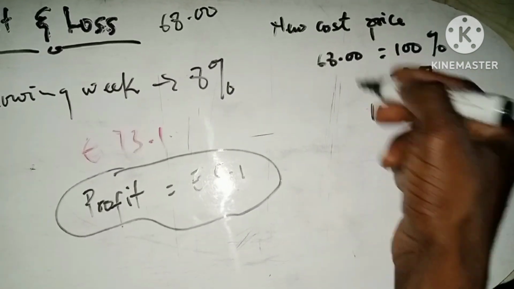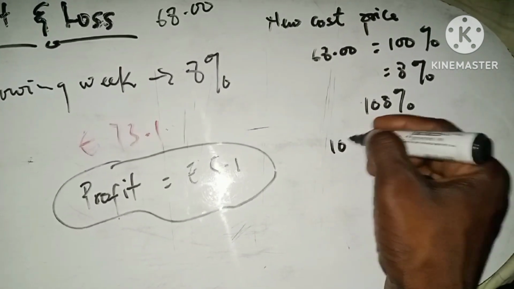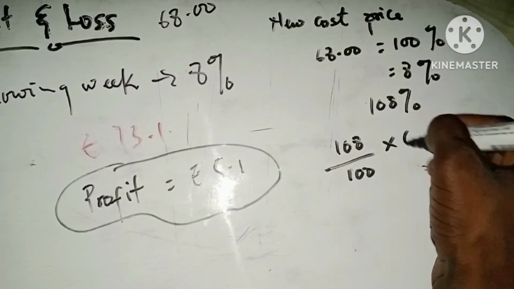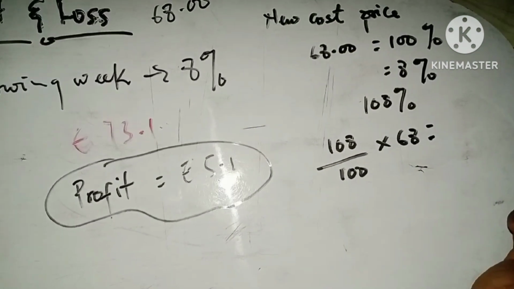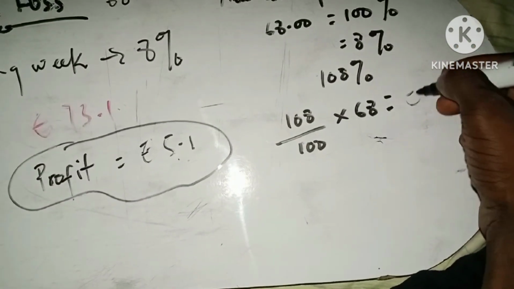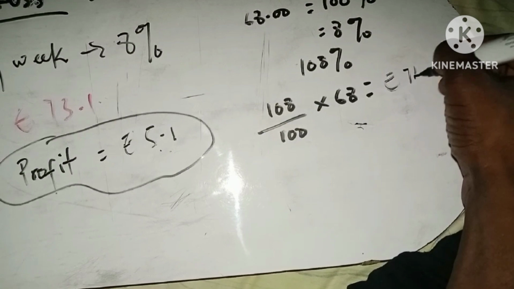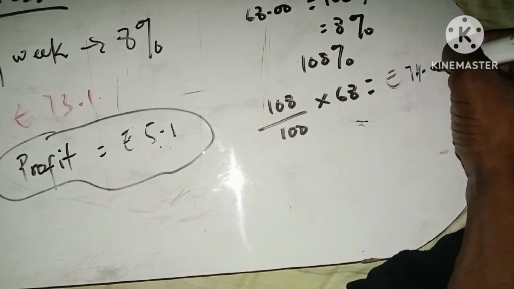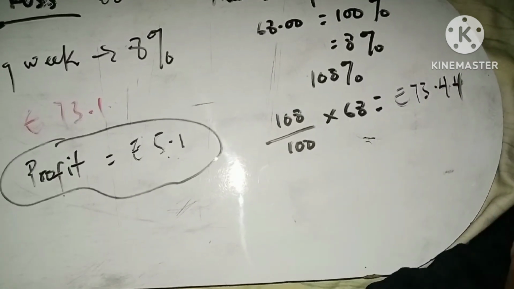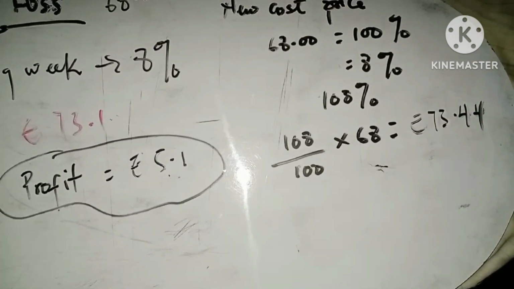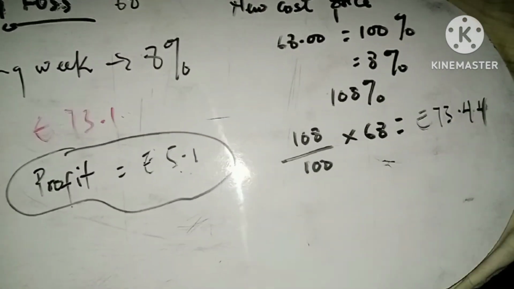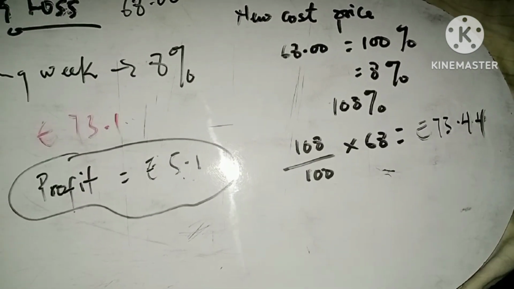So finding the 108% of this is exactly equal to 108 divided by 100, and then multiply by 68 to get your new cost price, right? So the new cost, I had 73.44. Is that okay? So that should be 73.44. What matters here is that you have a clear understanding of what is happening. That is the most important thing.